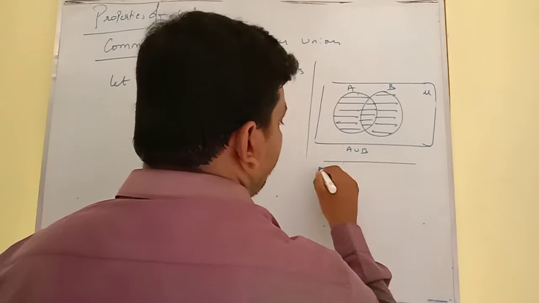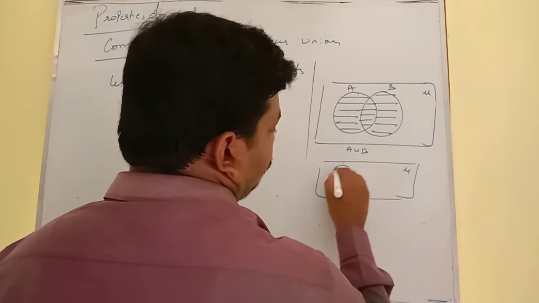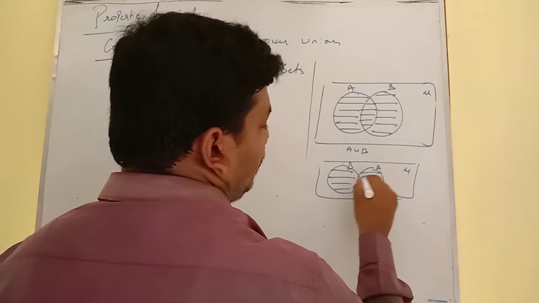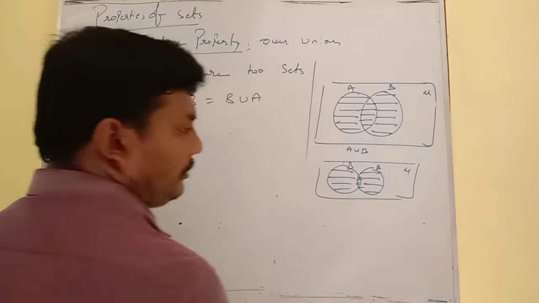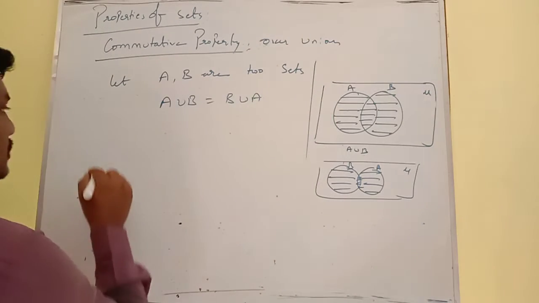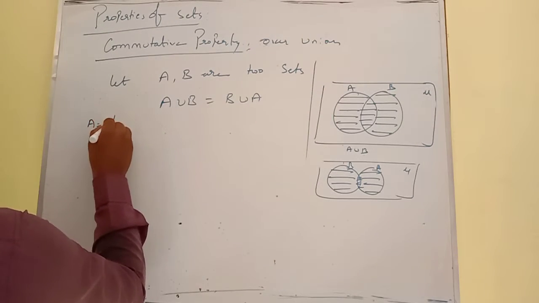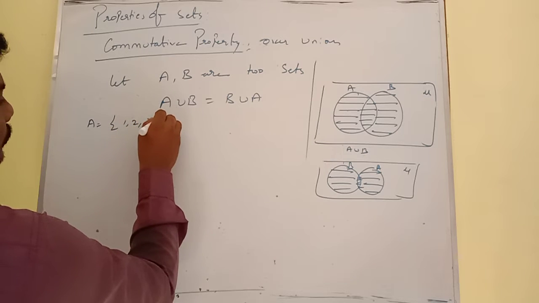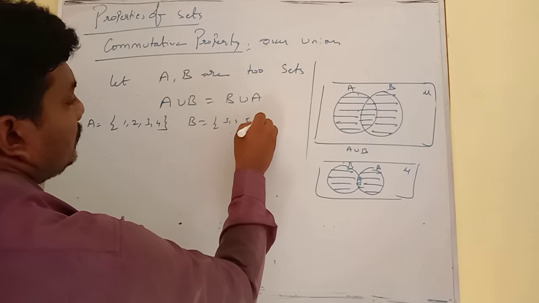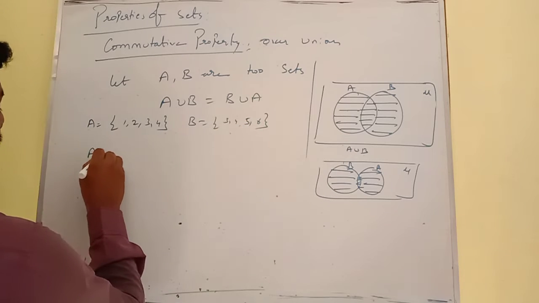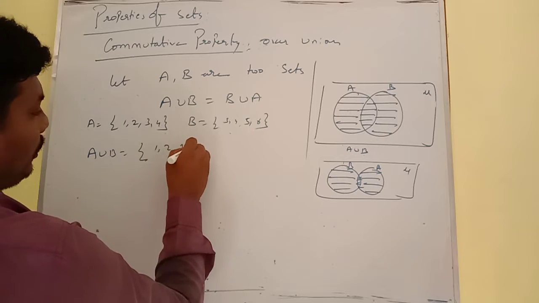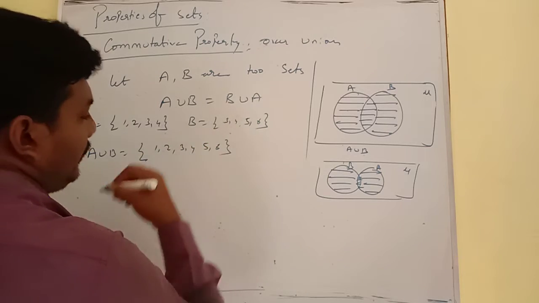Next coming to B union A. This is B and this is A. Here also B elements, A elements and the intersection part elements. That means both are the same regions. Let me consider A is equal to {1, 2, 3, 4} and B is equal to {3, 4, 5, 6}. Then A union B is equal to the set {1, 2, 3, 4, 5, 6}.